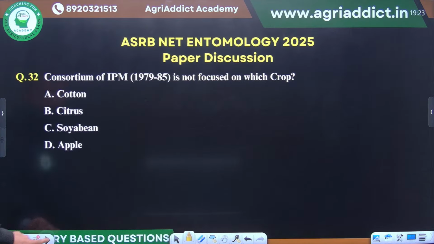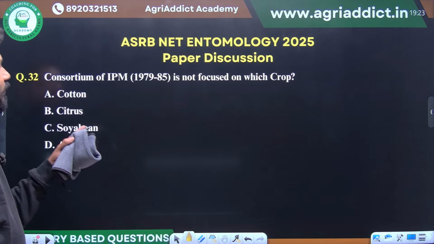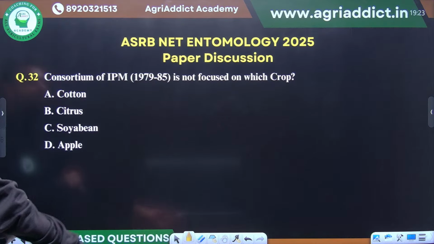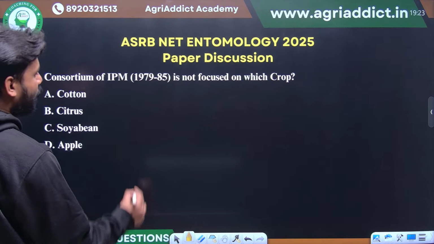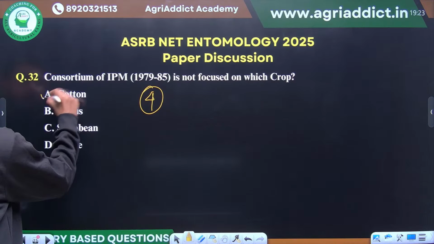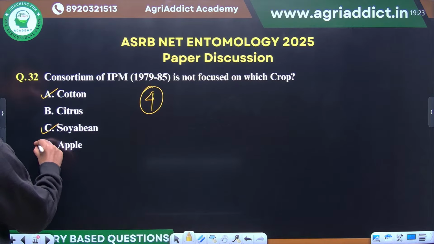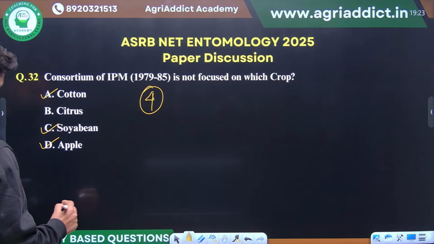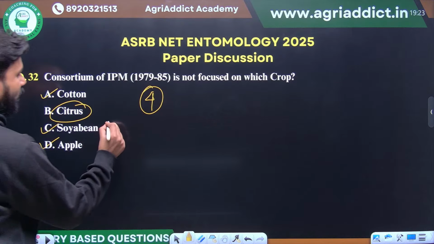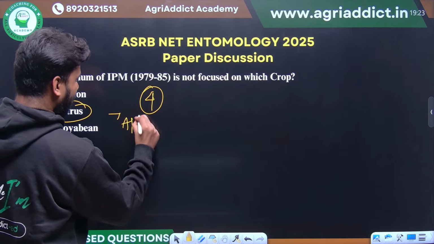Next question is, consortium of IPM is not focused on which crop? So consortium of IPM was focused on four major crops. First is cotton, second is soybean, third is apple. So not included was citrus. Another crop was included, that was alfalfa.